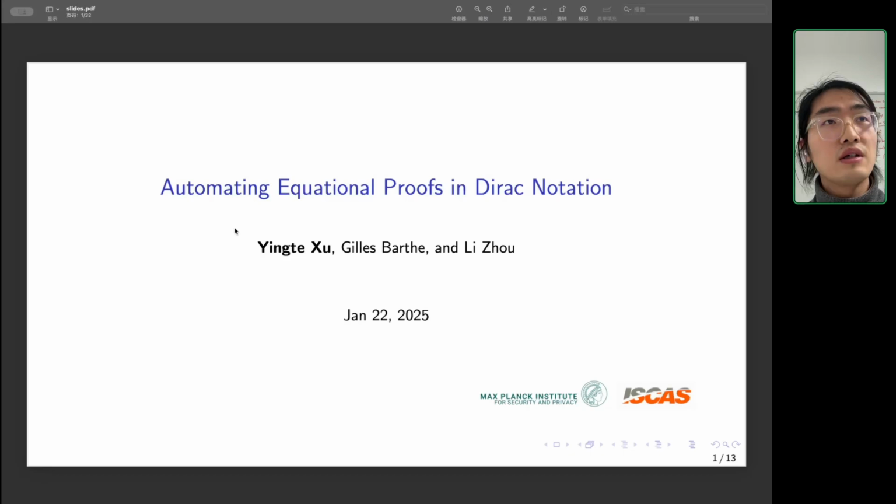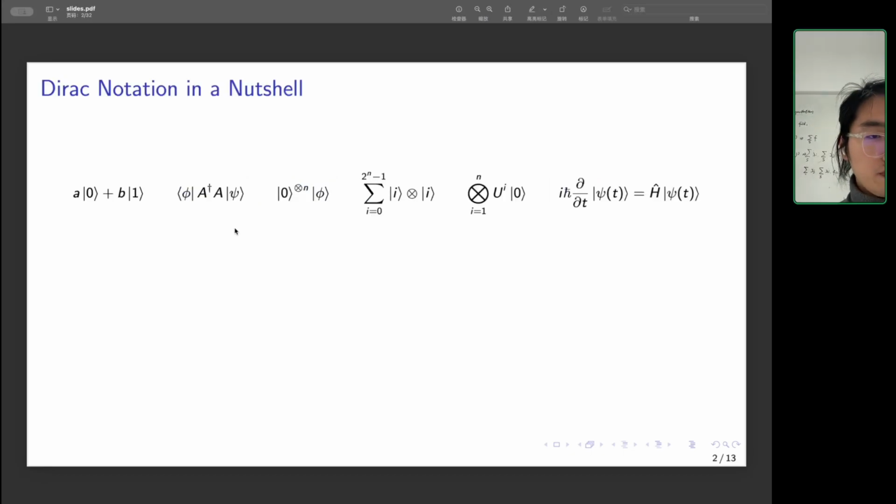Okay, our work is about Dirac notation. And what is Dirac notation? Here are some examples. In 1939, Paul Dirac proposed his notation to express linear algebra formulae in a compact and convenient way. And we know that quantum states live in Hilbert spaces. So Dirac notation soon became the working language for quantum mechanics, quantum computation, and quantum information.